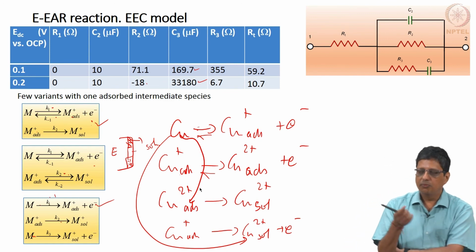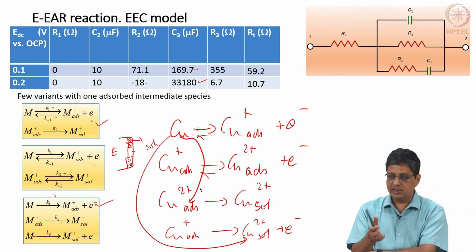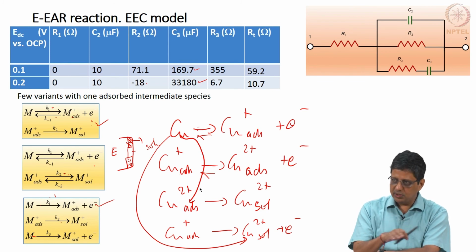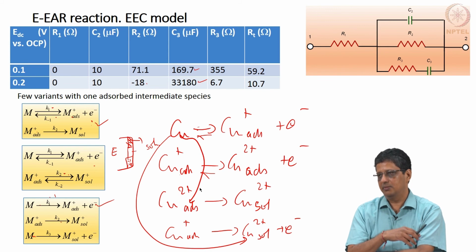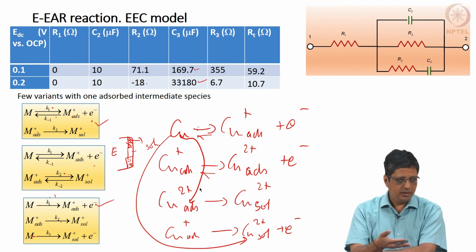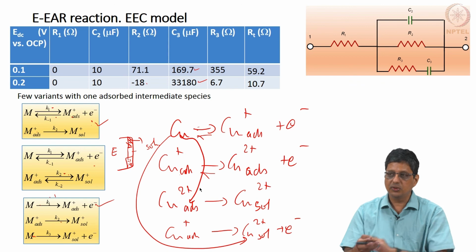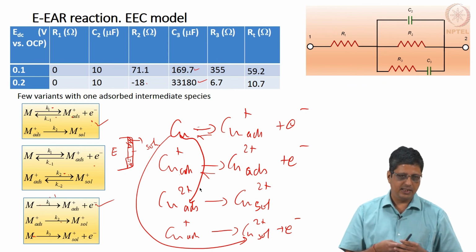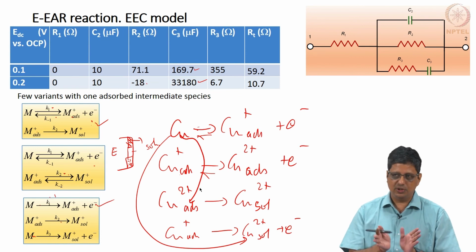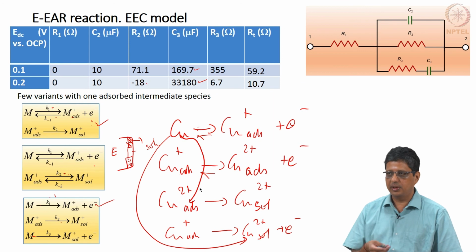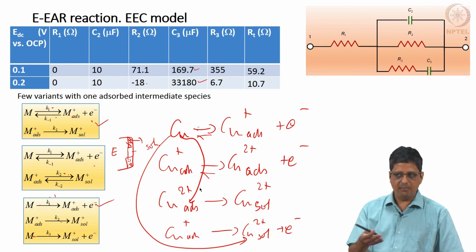But whatever other knowledge you have about the system, the mechanism that you propose should account for those and explain the electrochemical results. The reason I am showing a few mechanisms is so that you can come up with some mechanism, propose a mechanism, and you should know how to derive the impedance, you should know how to derive the polarization curves or the IV values, and then match with this.